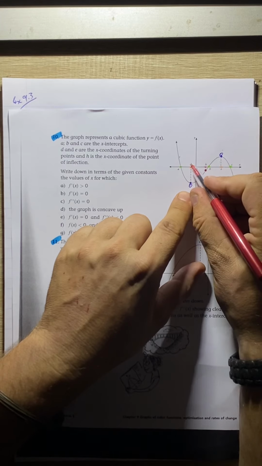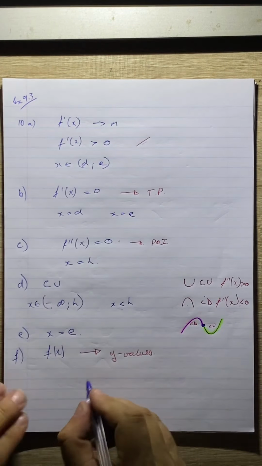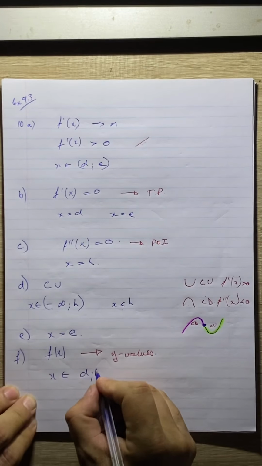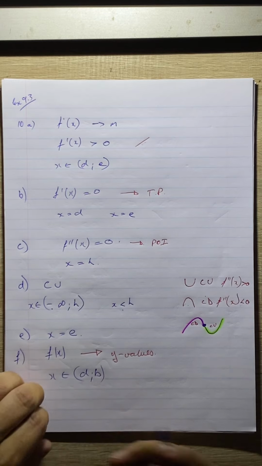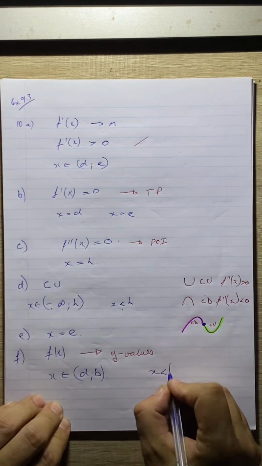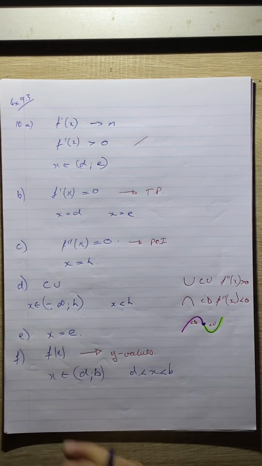So our x values would be from D up to B. So x is an element from D up to B, both exclusive, like that. Another way of writing this, guys, is that you can just say x is less than B, but greater than D. Okay, they mean the same thing.